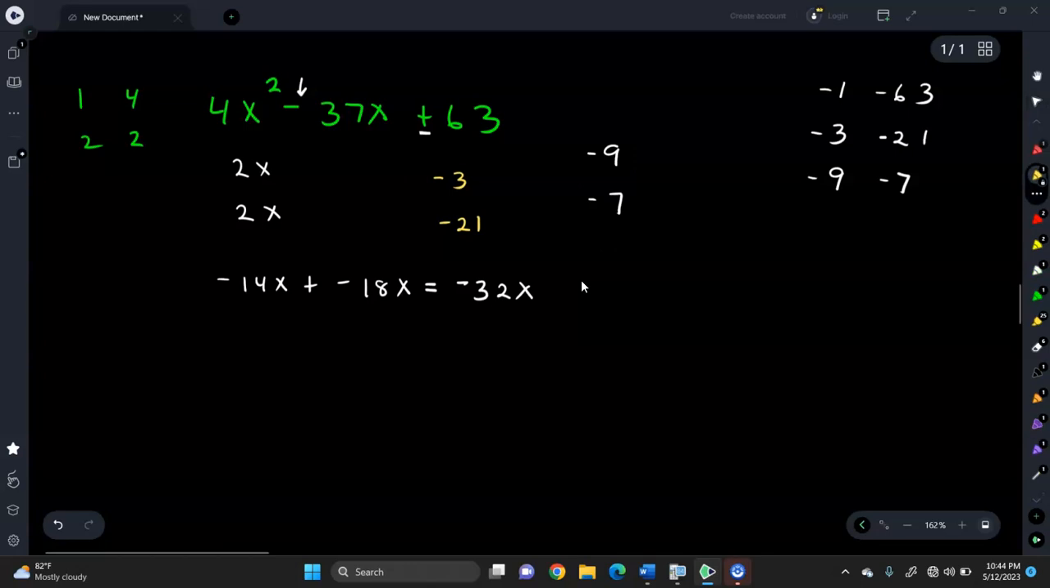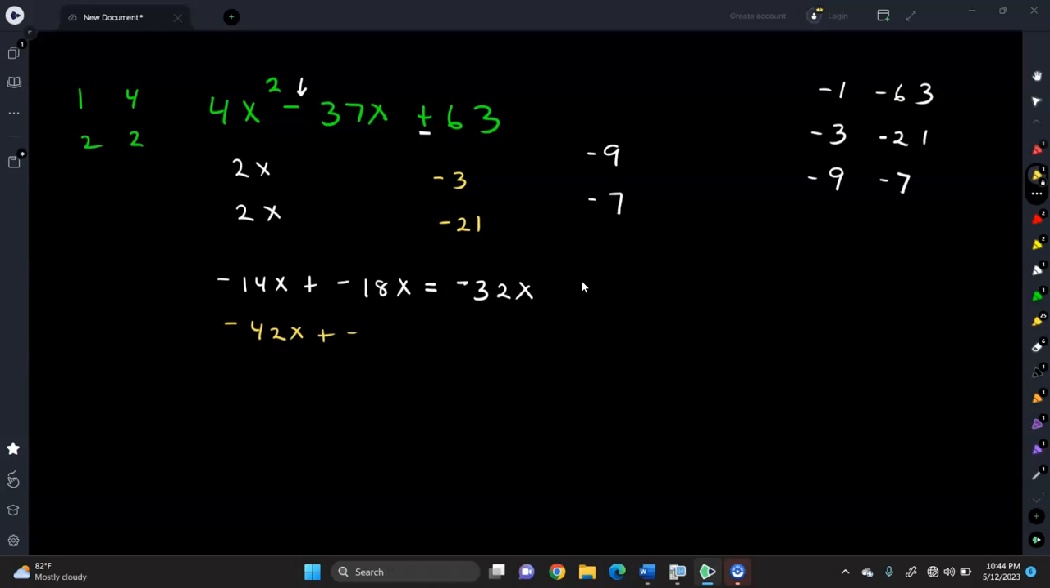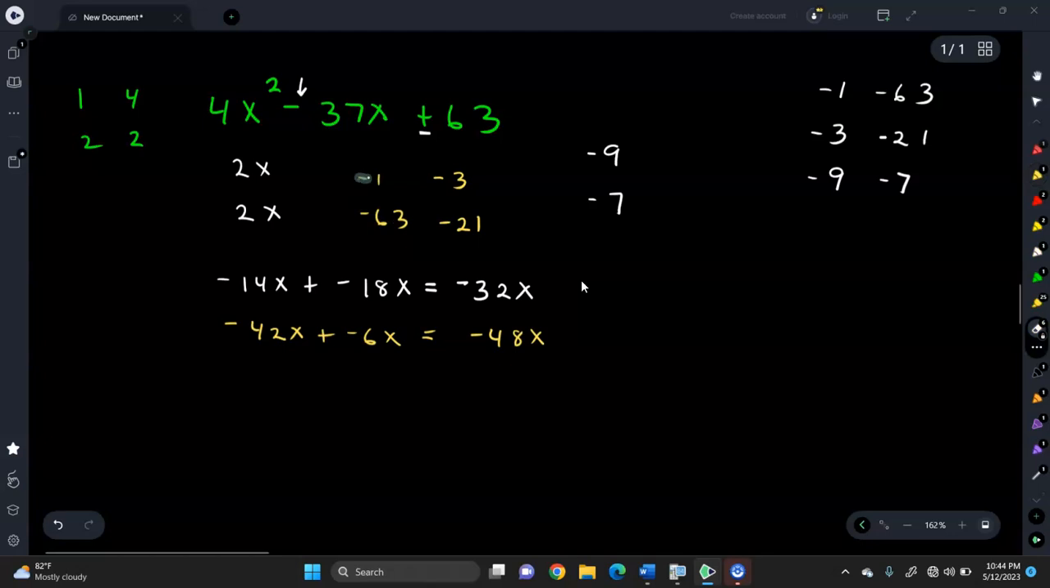Okay, so we're going to cross multiply. We get negative 42x plus negative 6x, and that doesn't work either. In fact, I'm getting further off. I know that negative 1 and 61, or 63, are not going to work. That's going to be way too big. So we've exhausted all of the possibilities using the 2x and the 2x.